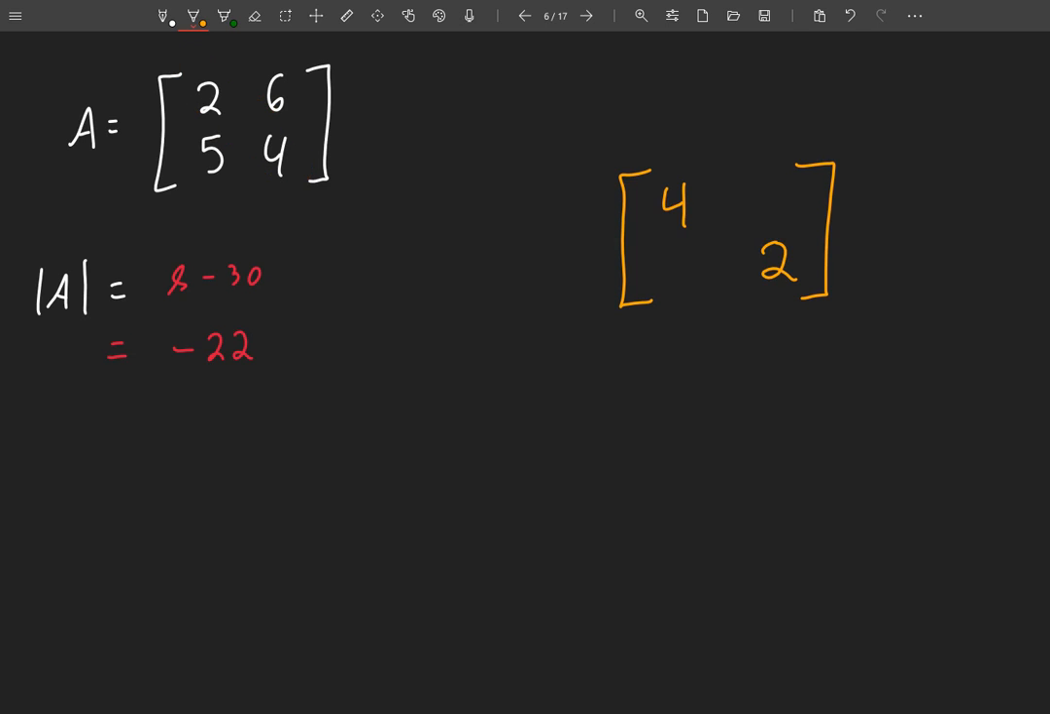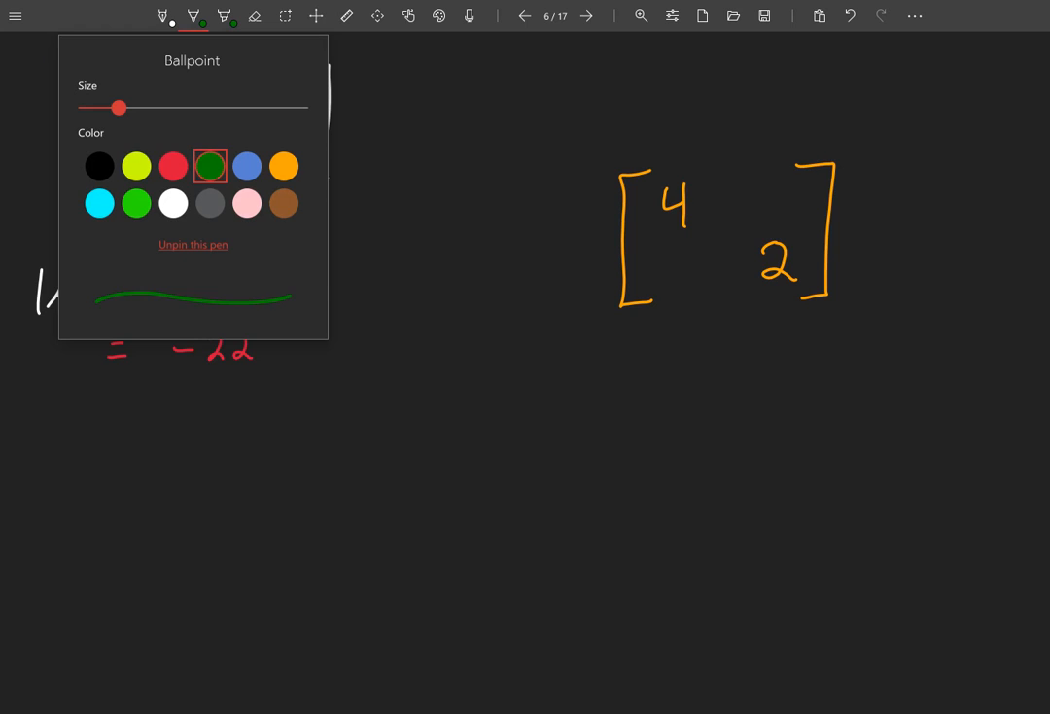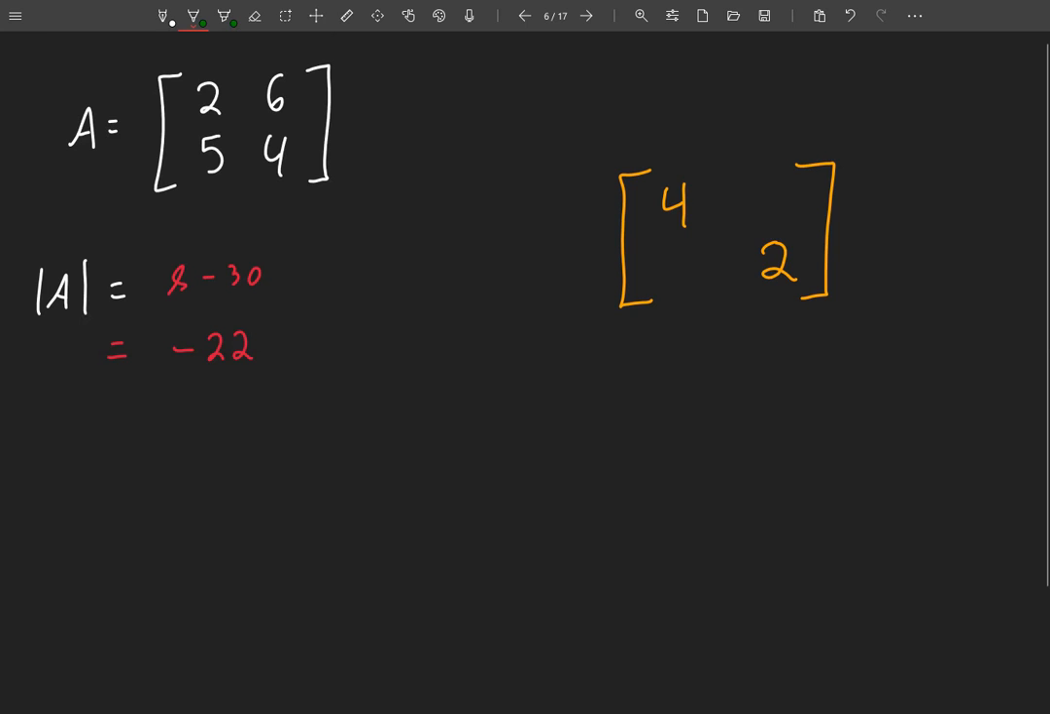And the other ones, the 6 and the 5, I'm not going to swap their places. I'm going to leave them where they are, but I'm going to change the signs. So if they're already positive, I'm going to make them negative. If they're negative, I'm going to make them positive. So don't just think I'm making them negative. I'm changing the sign. So if it was already negative, you'd make it positive.